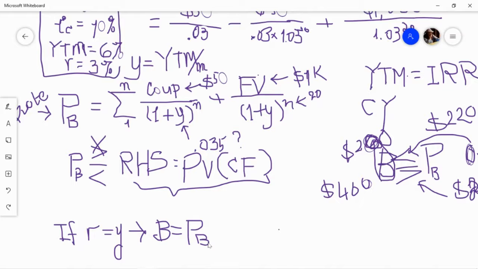Okay. So that means there will be no underpricing or overpricing, right? The market price is correct, exactly valued. And if that is the case, then the market is in equilibrium. The market for this particular bond is in equilibrium.